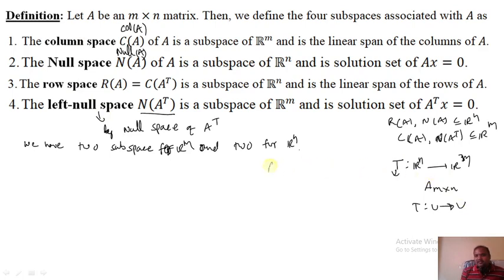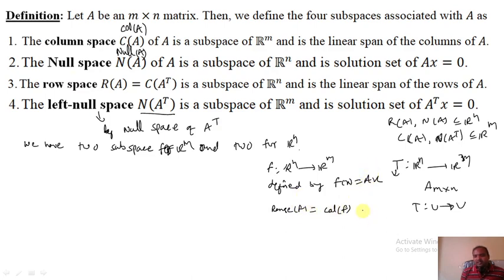Generally, when you define a function from Rn to Rm, it is defined by f of x equal to Ax. That means the range of f is the same as the column space. The column space of A transpose is the same as the row space. So the column space is the range of the function corresponding to the matrix.